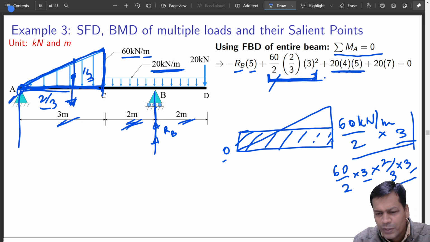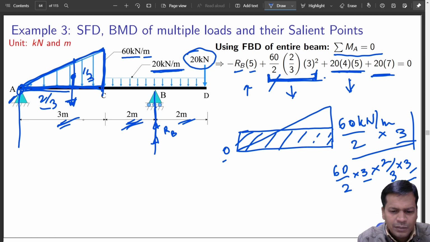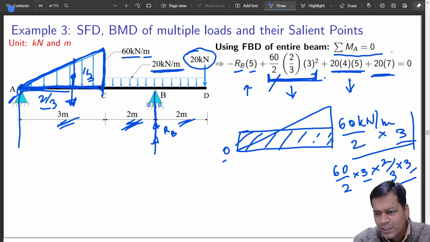So what is this? Okay, and that is acting downward. That is acting downward. This is acting downward, and this I assume is acting upward. The last one is a concentrated load of 20 kilonewton, and the distance where it is acting is 3 plus 2 plus 2, so that is 7.